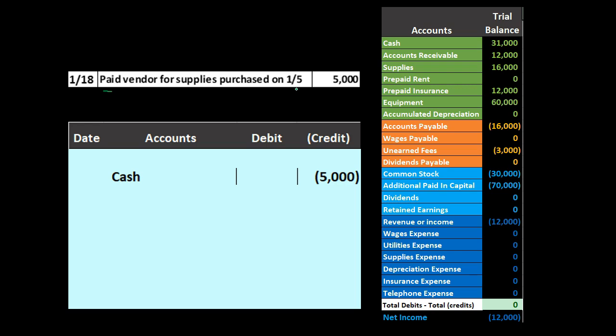And what this is saying is that we paid the vendor for supplies that were purchased in the past. It might say as simply as we paid vendors on account, or we paid vendors on credit, meaning we're paying off what is owed for something that was purchased in the past. Therefore, even though we're buying supplies, we're not going to put the debit to supplies or to supplies expense because we already recorded the supplies. We recorded it at the point of purchase.